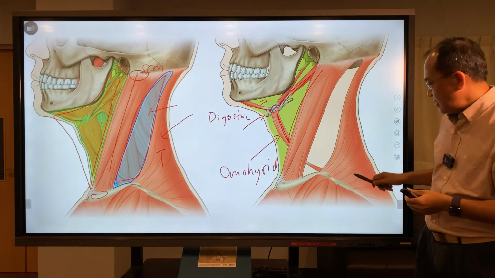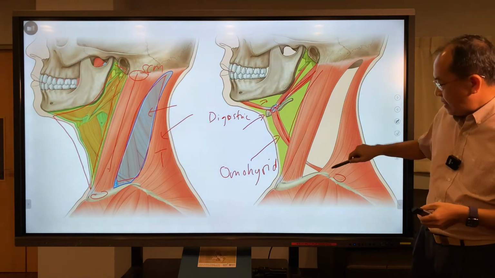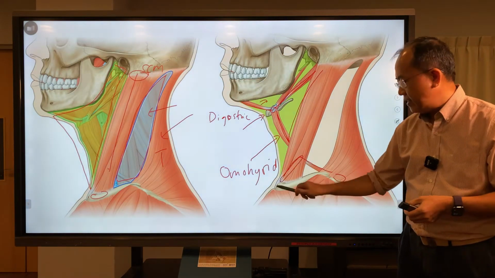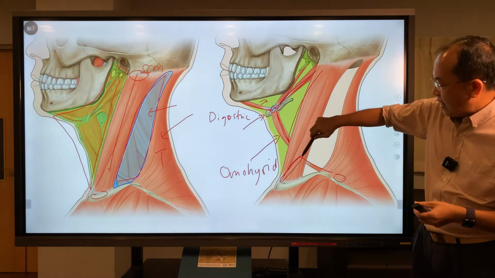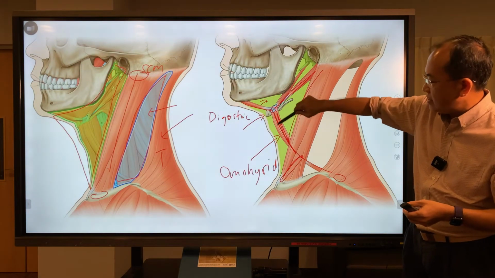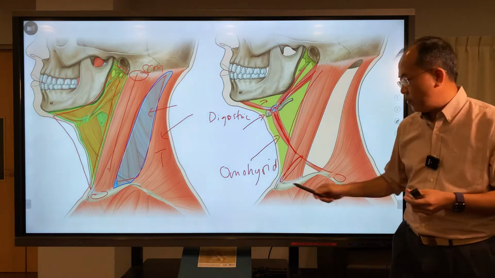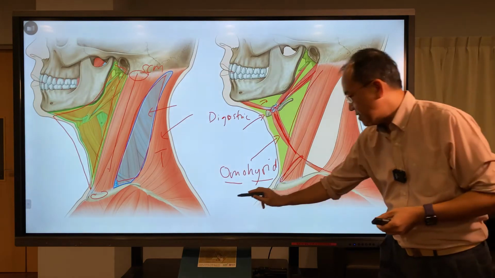Right, it has attachments at the back to the scapula. Then it runs forward, and it has a sling of tendon that attaches to the sternoclavicular joint. And then the upper belly will go over to attach to the lower part of the hyoid bone. That's why it's known as omohyoid. Remember we mentioned the strap muscles.